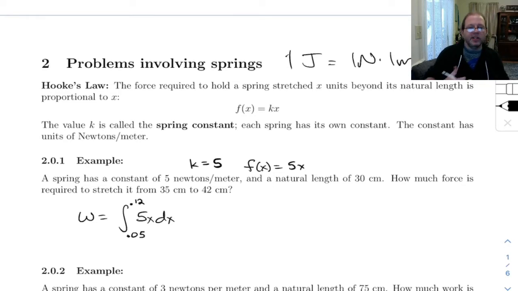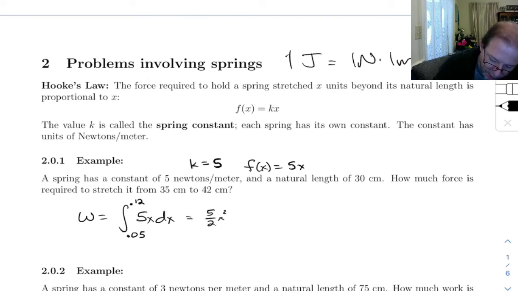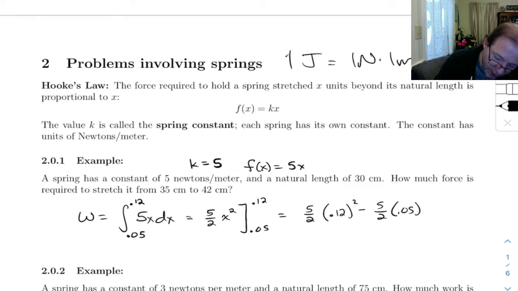And now this is a pretty easy integral to do. This gives me 5/2 x squared. Let me write that again more legibly. So you get 5/2 of 0.12 squared minus 5/2 of 0.05 squared.